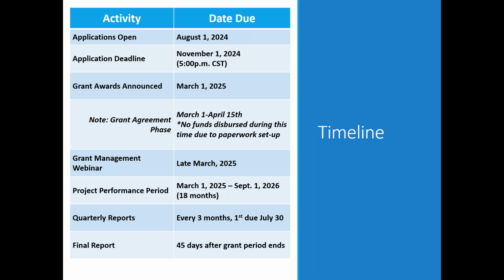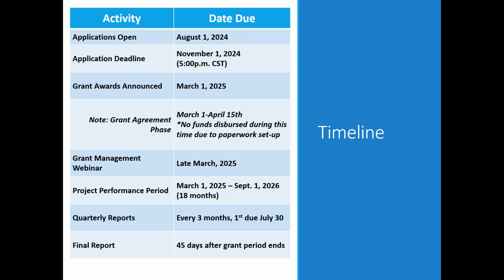If you are funded, you will be required to attend a grant management webinar, and that's going to be sometime in late March. And then, as I mentioned, the project performance period: all your activities and everything that we can fund must happen between March 1st, 2025 and September 1st, 2026.